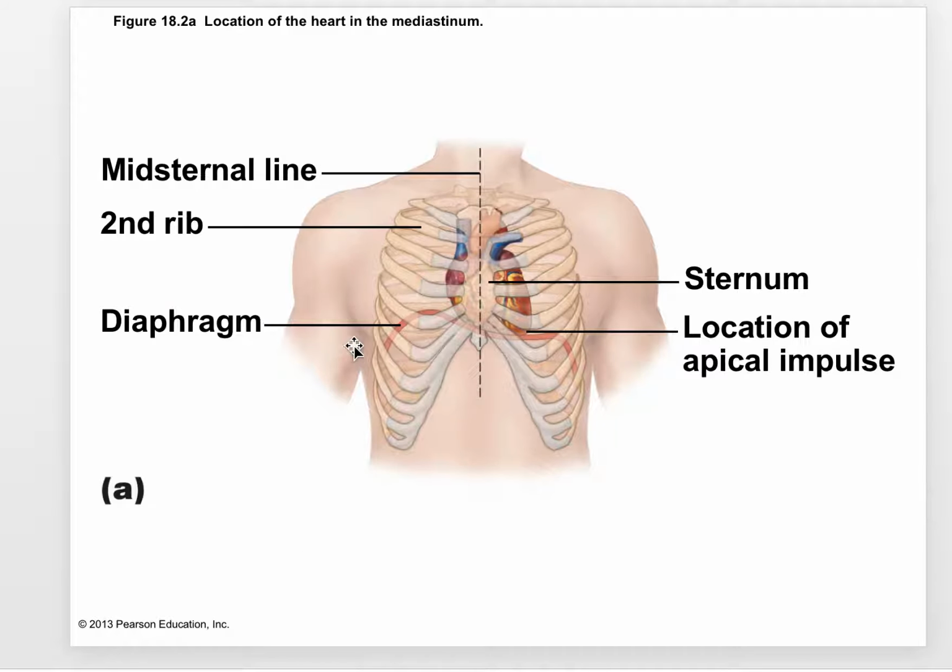Here's another picture of the heart. Again, size of a fist, and it's primarily to the left of the midsternal line. Here's the midsternal line here. It's primarily to the left of the midsternal line, and the apex points toward the left.